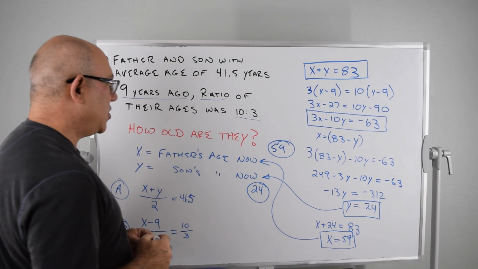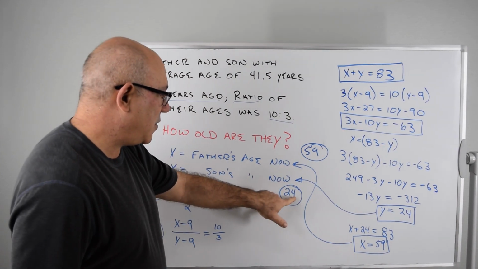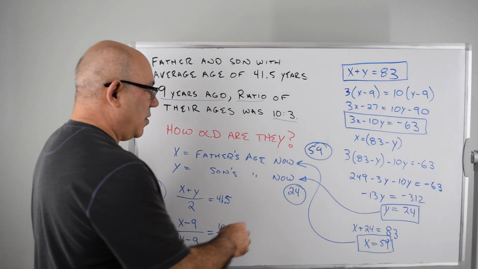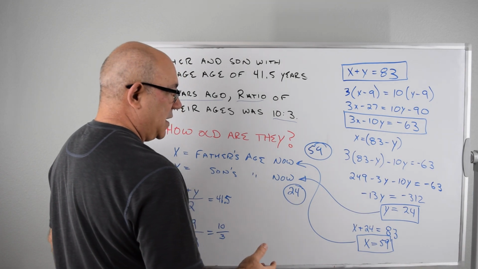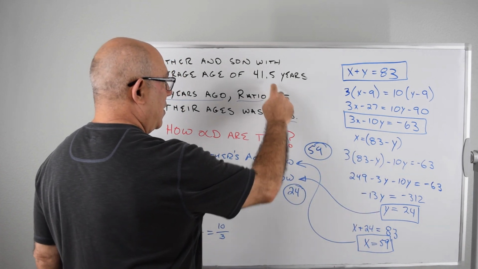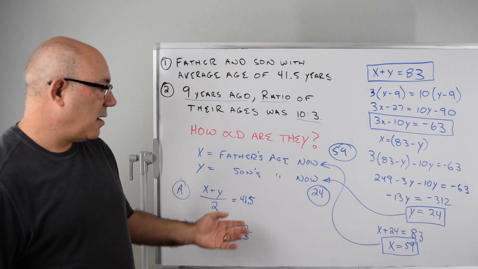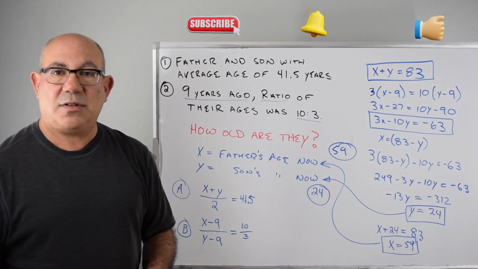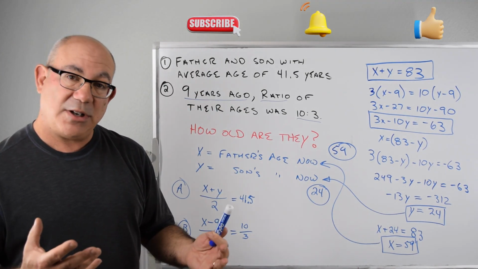We can just quickly check that the average of these two numbers works: 59 plus 24 is 83, and 83 divided by 2 is 41.5. So that's our answer. Thank you for watching. We used two equations and two unknowns to solve a tricky word problem with ages.